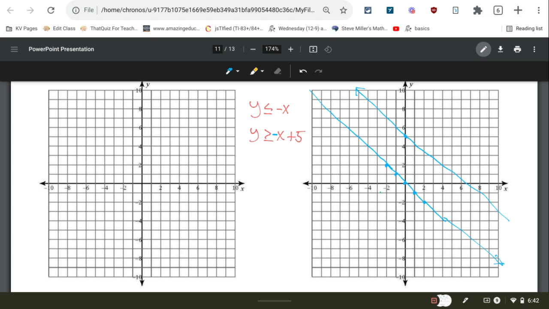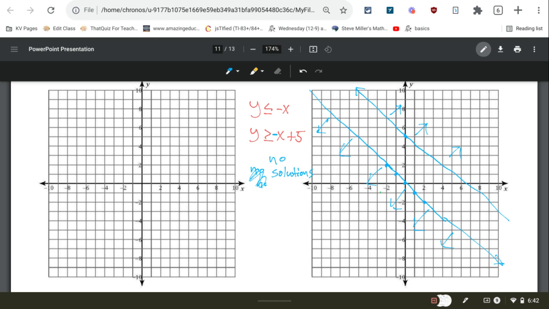Now, in this case, the second line I drew would be shaded above, and the first line I drew would be shaded below. And so there's no overlap here. What that means is that there are no points that are going to satisfy this. There's not going to be any solutions for this system of inequalities.